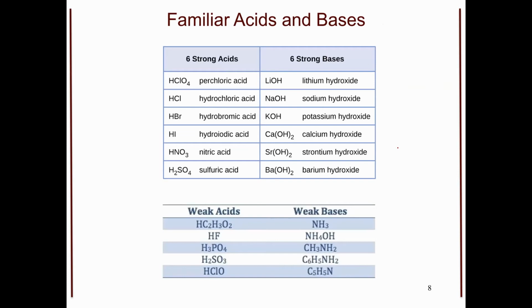So now what we are going to do is talk about our strong acids and strong bases. The 6 strong acids that are universally believed to dissociate completely are listed here on the left. Those 6 are going to be required for you to know. Those 6 are HClO4, which is perchloric acid, HCl, HBr, HI, HNO3, H2SO4. Those 6 strong acids are non-negotiable and you are expected to know them.